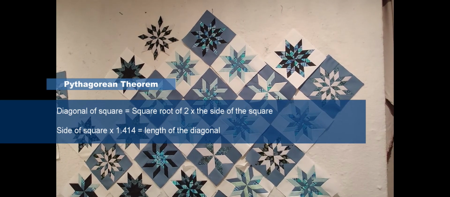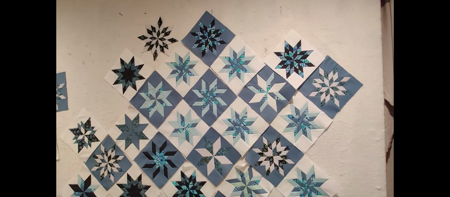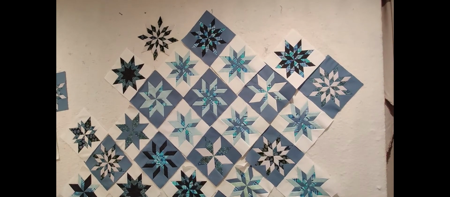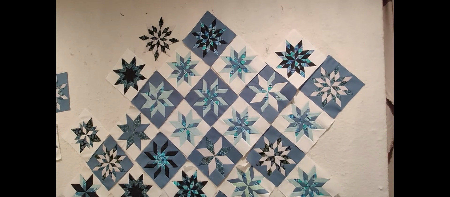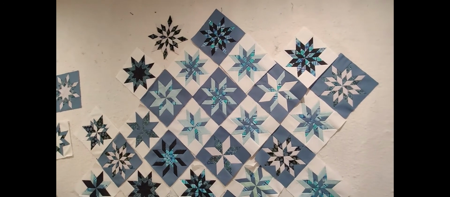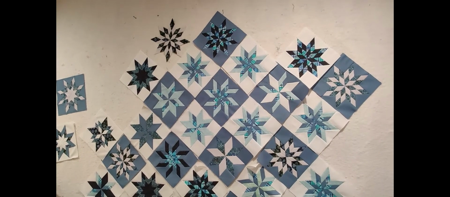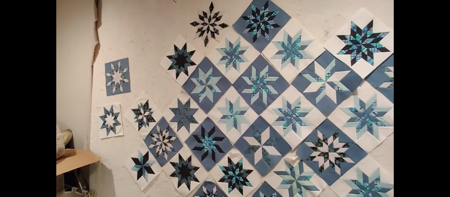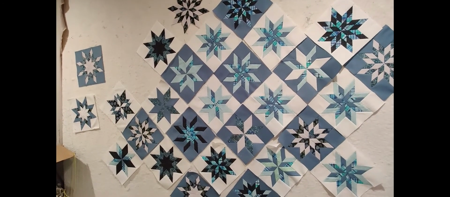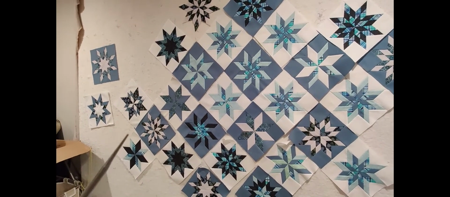So as I count my blocks across, I know that I've got a length of 13.43, and the same thing from top to bottom. Now the other thing that we do when we put a quilt on point is that we have to fill in the spaces. So say for example, let me just show you a spot. Okay, here's a spot. It's kind of hard to point through the viewfinder.